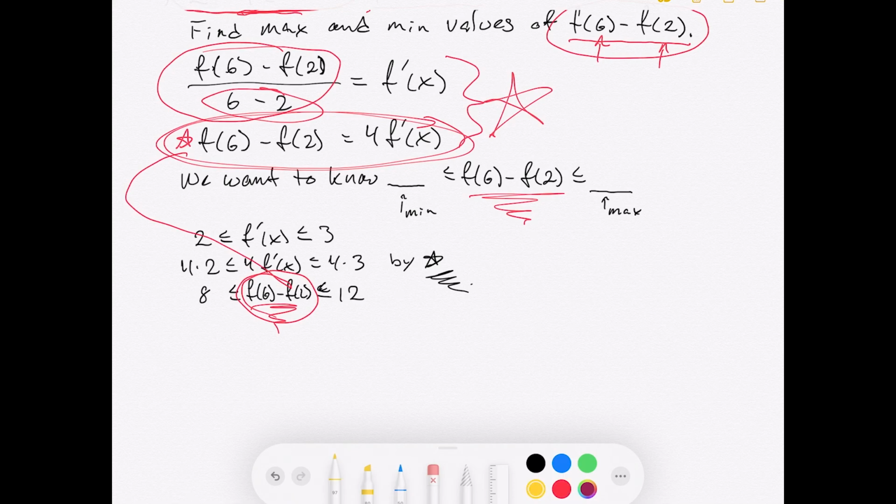All right, that's a lot of scribble all over this page. Where are we going with this? I'm going right here. This format now matches up with this format, which means that the minimum value of f of 6 minus f of 2 is 8, and the maximum value is 12. Those are your two solutions.